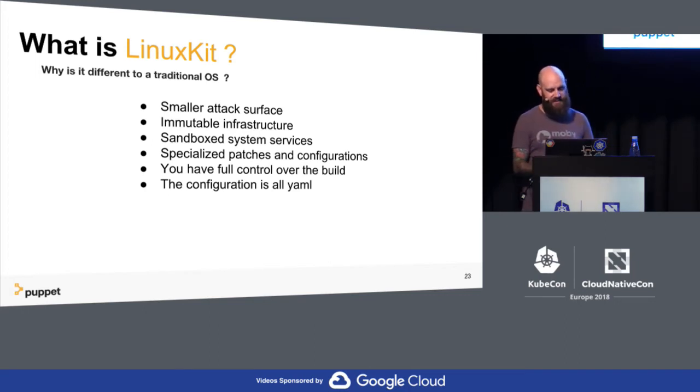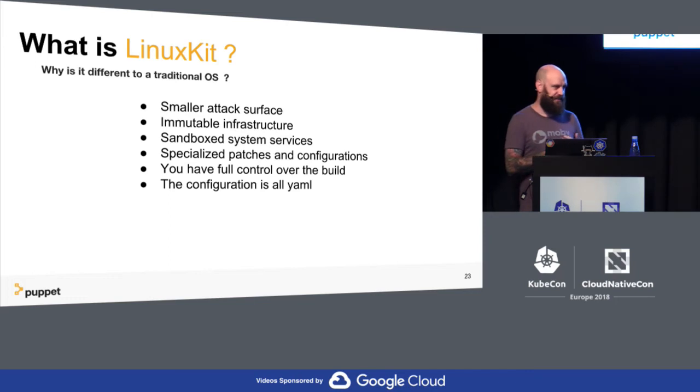All the system services are sandboxed. So if you want to start applying stuff like seccomp and then control groups, anything like that at the kernel level, this will allow you to do it. You can do specialized patches and configurations. So if you want to run a new kernel or some sort of patch kernel, then you just have to put it in a container. Then Linux Kit could take it. You have full control over the build.